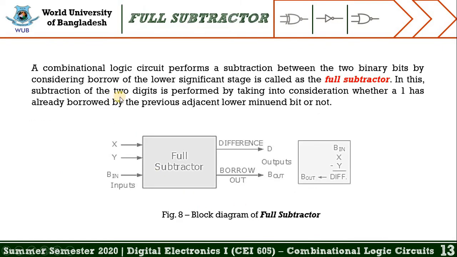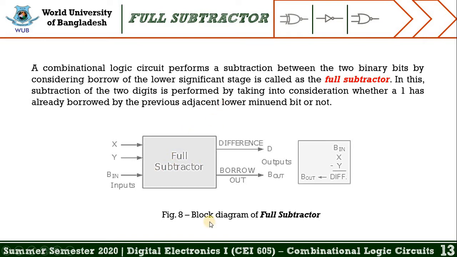Now from this slide we may learn the full subtractor. A combinational logic circuit that performs a subtraction between two binary bits by considering the borrow of the lower significant stage is called a full subtractor. In this, subtraction of the two digits is performed by taking into consideration whether A1 has already borrowed from the previous adjacent lower minuend bit or not.